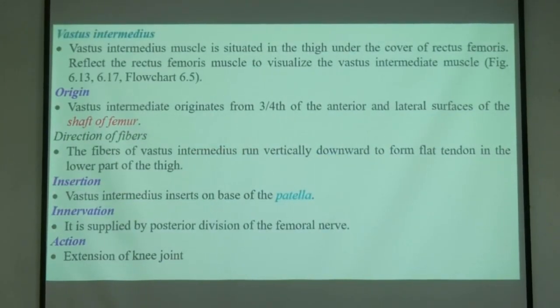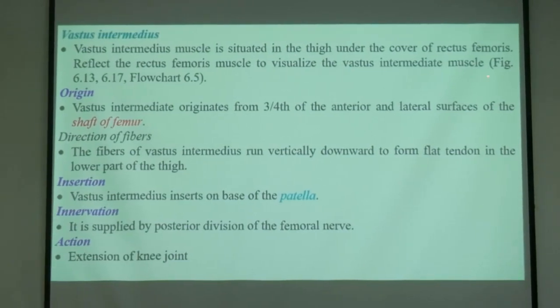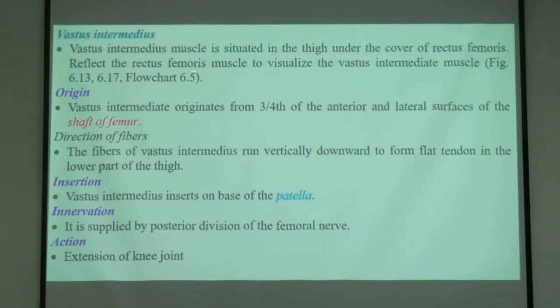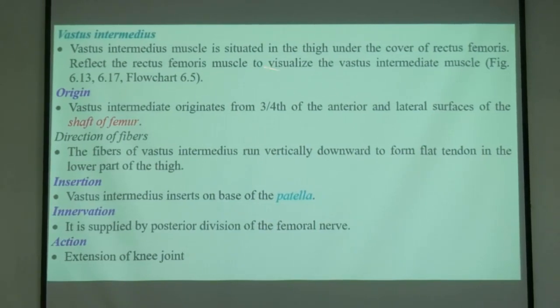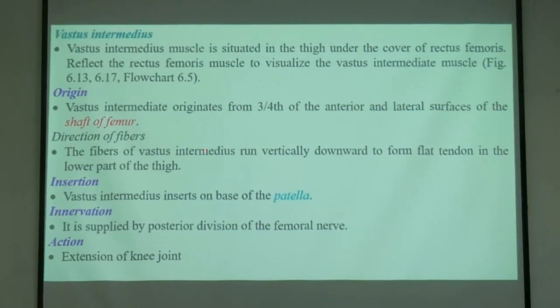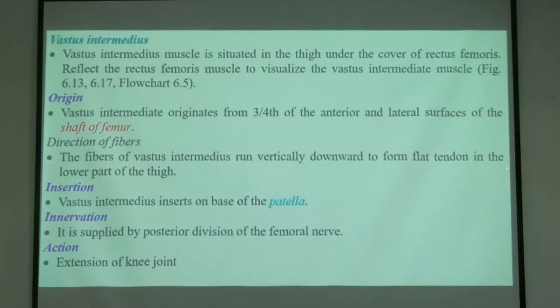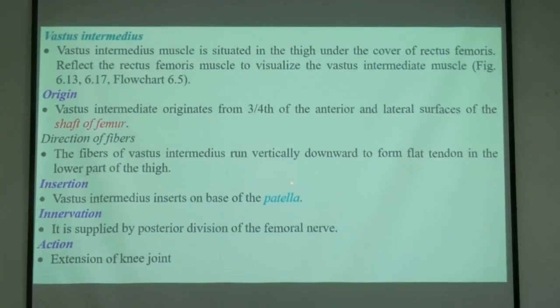Next is vastus intermedius. It is situated in the thigh under cover of rectus femoris. Reflect the rectus femoris muscle to visualize the vastus intermedius. Originates from 3/4 of the anterior and lateral surface of the shaft of femur. Direction of fibers of vastus intermedius run vertically downward to form a flat tendon in the lower part of the thigh. Insertion: inserts on the base of the patella.